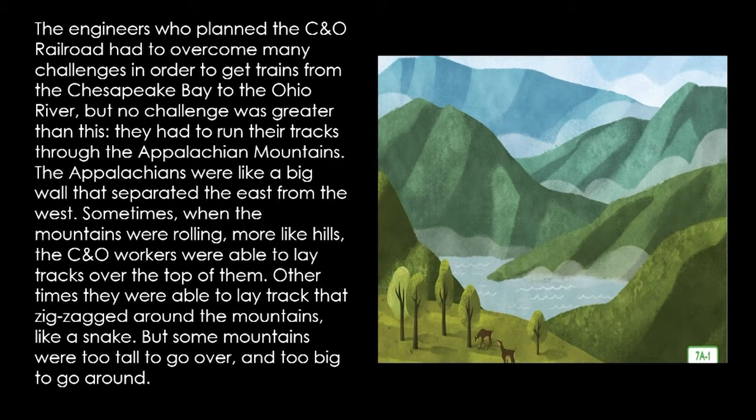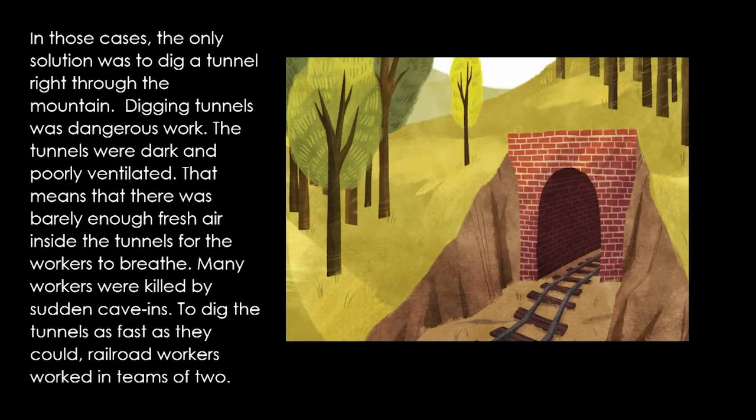So what did they do? In those cases, the only solution was to dig a tunnel right through the mountain. Digging tunnels was dangerous work. The tunnels were dark and poorly ventilated. That means that there was barely enough fresh air inside the tunnels for the workers to breathe. Many workers were killed by sudden cave-ins. To dig the tunnels as fast as they could, railroad workers worked in teams of two.